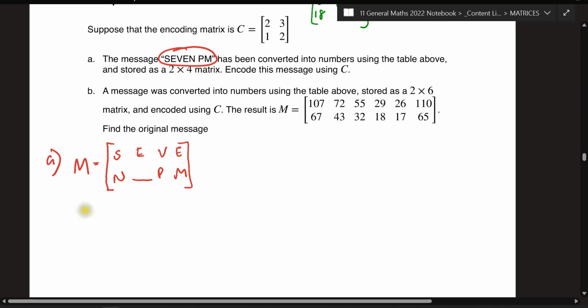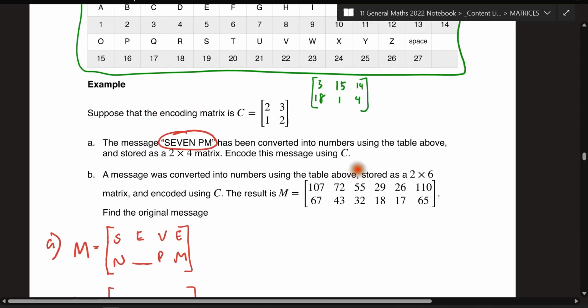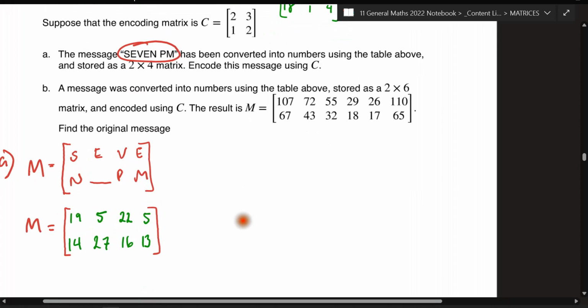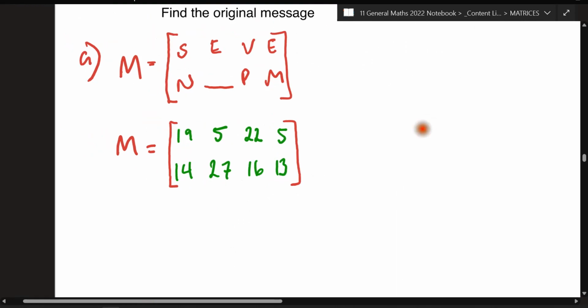Now let's convert it into the numbers that correspond to the letters in that table. All right, so S is 19, E is 5, V is 22, and E is 5 again. N is 14, space is 27, P is 16, and M is 13. So there's the message in matrix form.